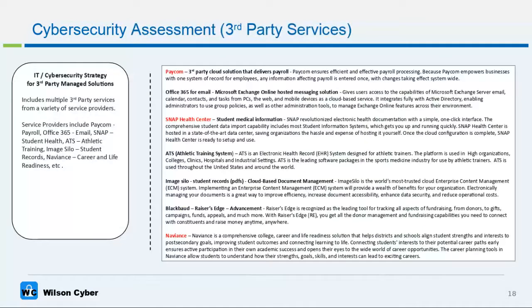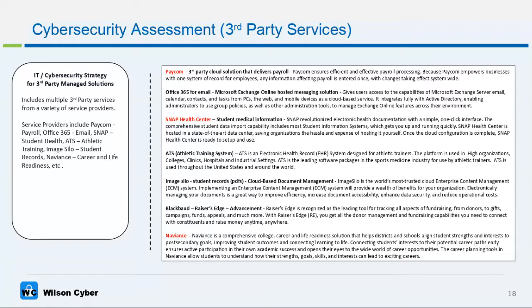So here's their assessment of the third-party providers. The first one we just went through is the hosted solutions. Now they're third-party solutions. The IT cybersecurity strategy for third-party managed solutions includes multiple third-party services from a variety of service providers. These include Paycom for payroll, Office 365 for email, Snap for student health, athletic training system, Image Silo for student records, Naviance for career life readiness, etc. And here's where they currently stand with assessing these third parties.